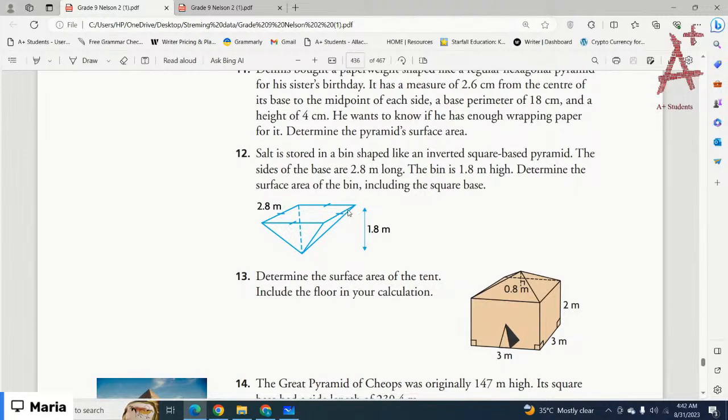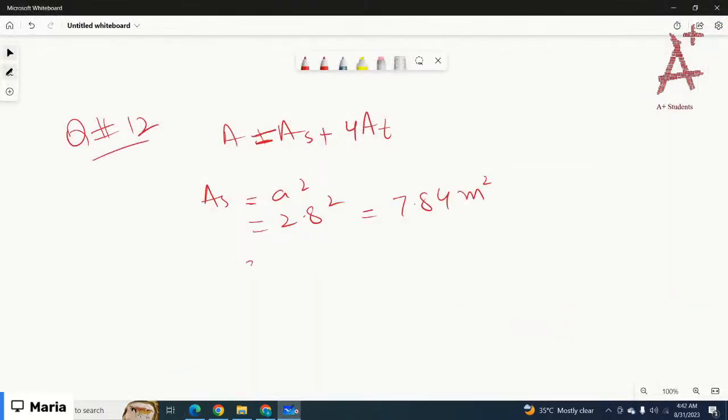You have to use the half side of this one, right? Because it forms the triangle. So it would be 1.4. So you have to do c square equals 1.4 square plus 1.8 square. So it would be 1.96 plus 3.24. So when you add, it would be 2.28. C is 2.28, right?